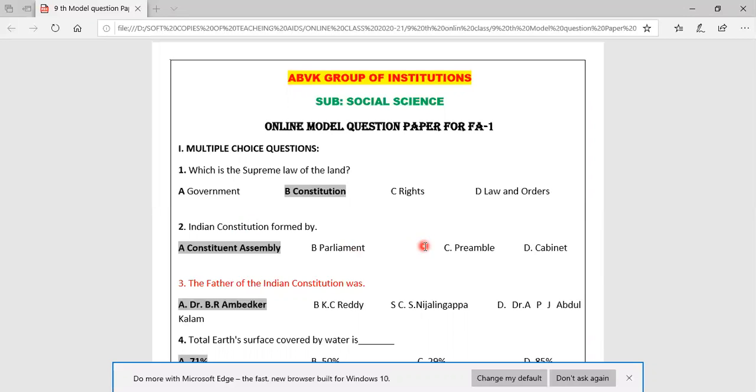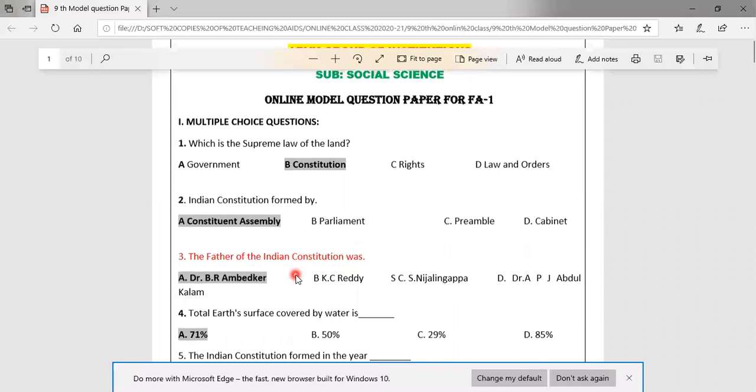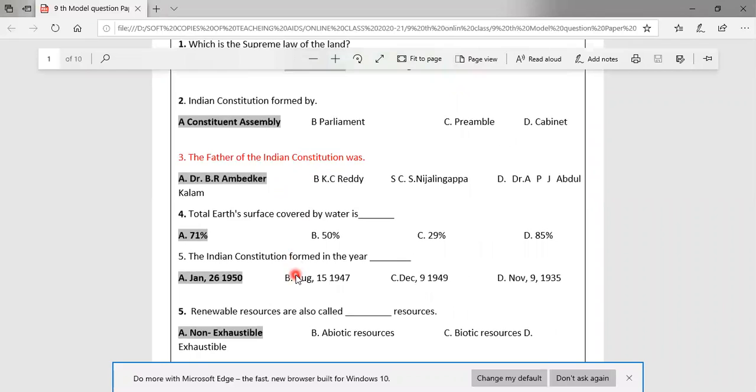Third question is, the father of the Indian Constitution was dash. Option A, Dr. B.R. Ambedkar. Option B, K.C. Reddy. Option C, S. Nijalingappa. Option D, Dr. A.P.J. Abdul Kalam. Option A, Dr. B.R. Ambedkar is the right answer.